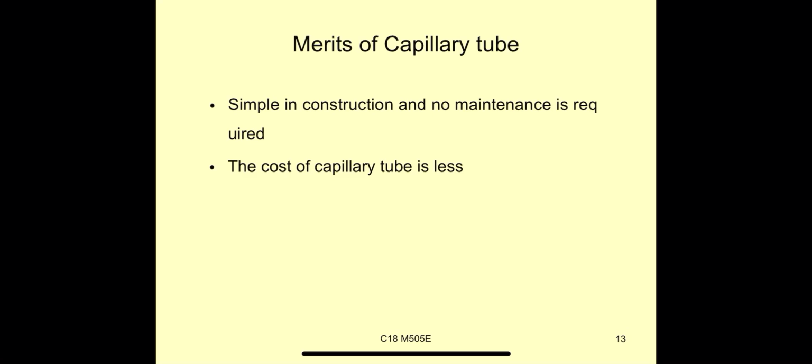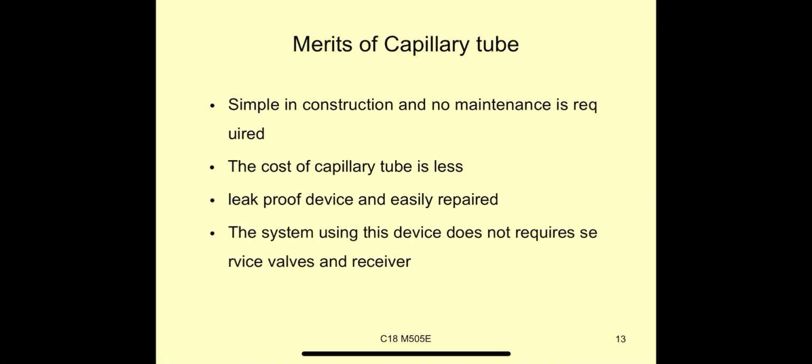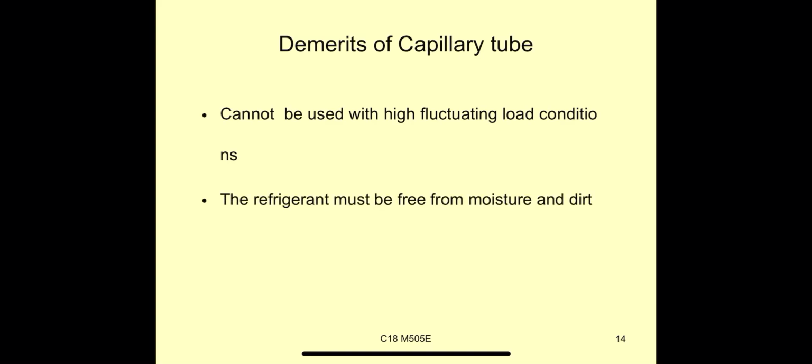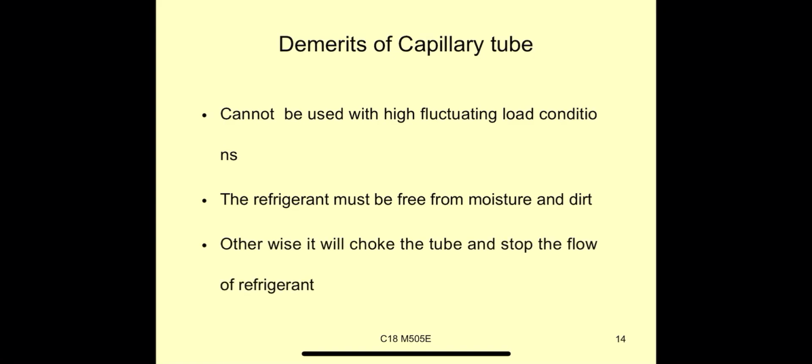The cost of the capillary tube is less, and it is a leak-proof device and easily repaired. The system using this device does not require service valves and a receiver. The demerits of the capillary tube are that it cannot be used with highly fluctuating load conditions, and the refrigerant must be free from moisture and dirt. Otherwise it will choke the tube and stop the flow of refrigerant.